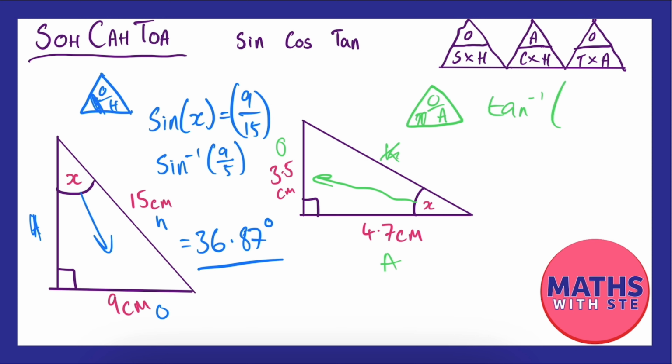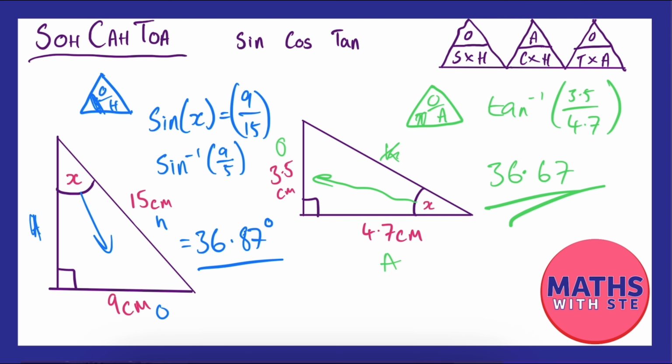The opposite is 3.5, so 3.5 over 4.7, and close your brackets. Let's stick that into the calculator. Shift, tan, fraction button, 3.5, press down, 4.7, press across, close the bracket, equals. Let's do this to 2 decimal places, and that's going to be 36.67. And that's that one. It's as simple as that, really.